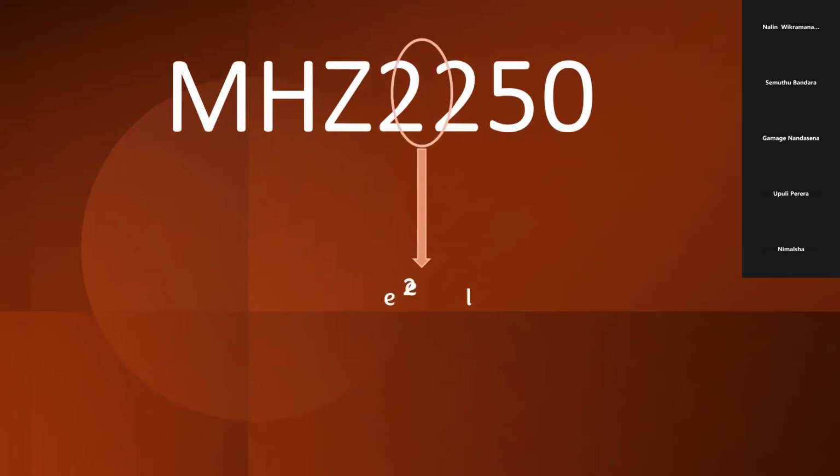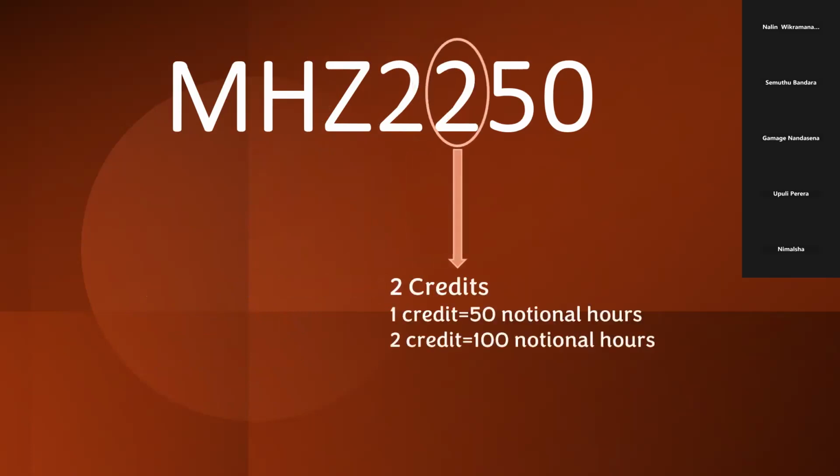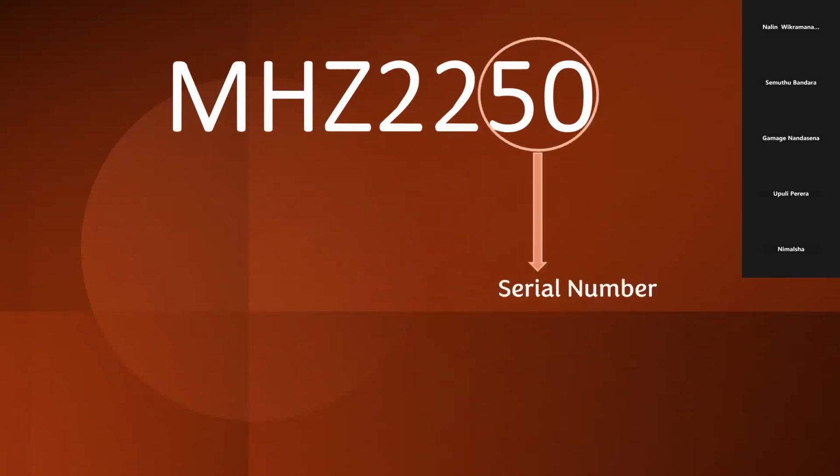The next digit shows the credit allocation of this course. So this is a 2 credit course. When I describe further, you will understand. This requires about 100 hours of learning. And the next 2 digits, 5 and 0, are the serial number.